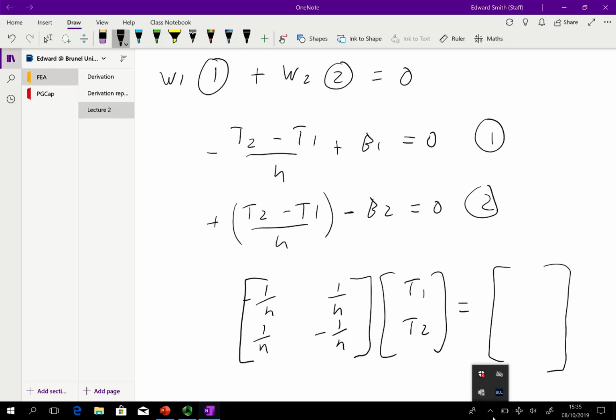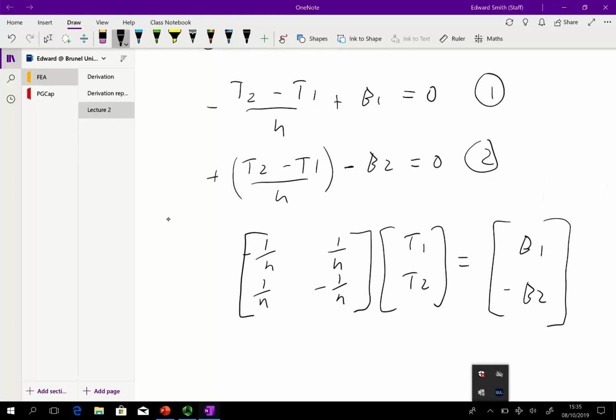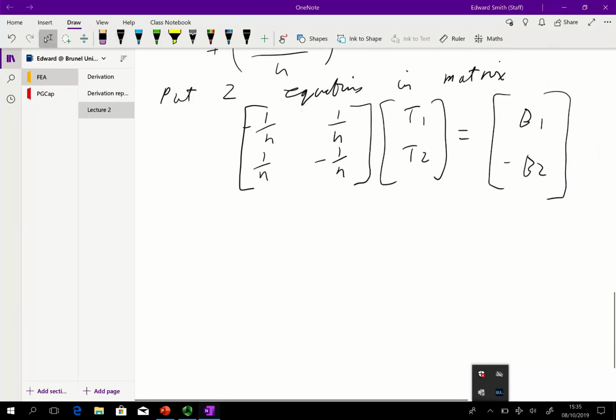Yes, perfect. And that's going to be equal to B1 and minus B2. So put two equations in matrix form. Okay, so these are two equations that are basically simultaneous equations for the two ends of an element.